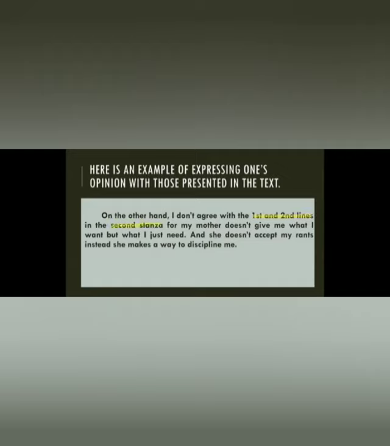Okay, I will highlight the contradicting or the different answers to the guide questions. Okay, first and second lines in the second stanza: my mother doesn't give me my rants or my wants, but the child is given what he needs or she needs to discipline him. Okay, all of these are correct, but then we have our own opinion. Everybody's answer can be accepted.